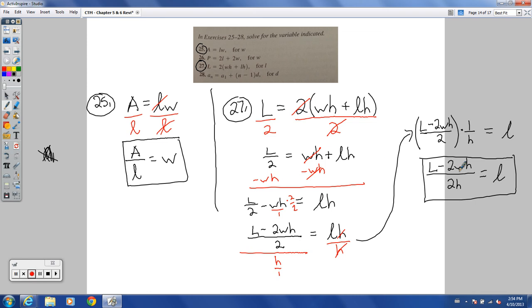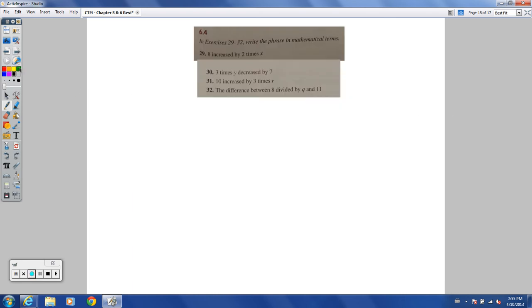Another way to write this, since you can divide each part by 2h, you could write that as L over 2h, and then you've got 2h here and a 2h here, so you would have just minus w. W over 1 would be w. That's an equivalent way to write it. So either one of those is acceptable. Now numbers 29 and 31, let's check those out.